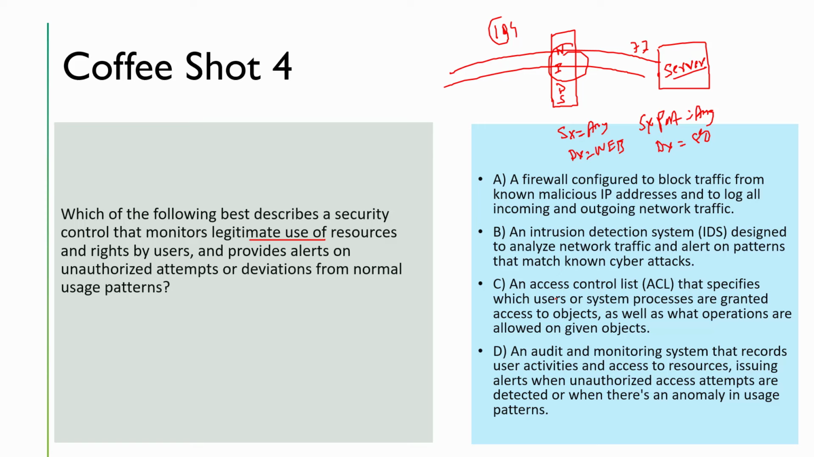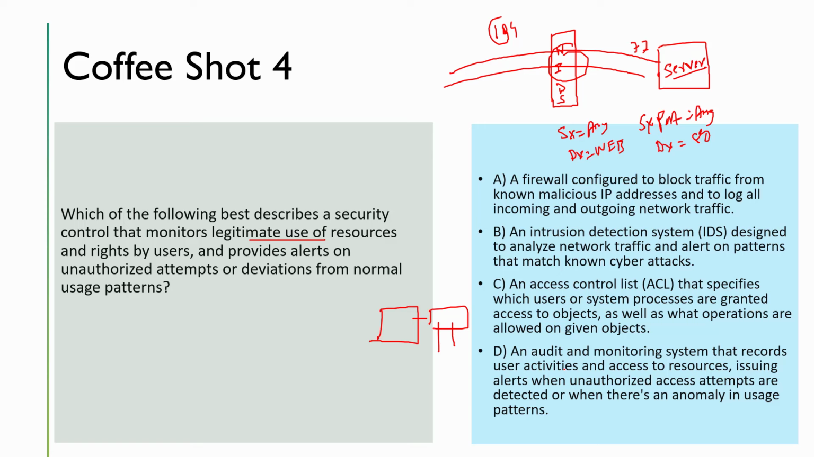Option C, ACL, which specifies which users or processes are granted access to an object, as well as what operations are allowed on a given object. But ACL is more like a preventative control. If you right-click on a folder, there is an option called access control. Which user you want to give access to is something defined through the ACL.